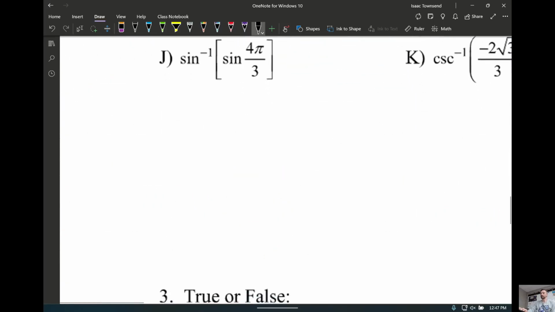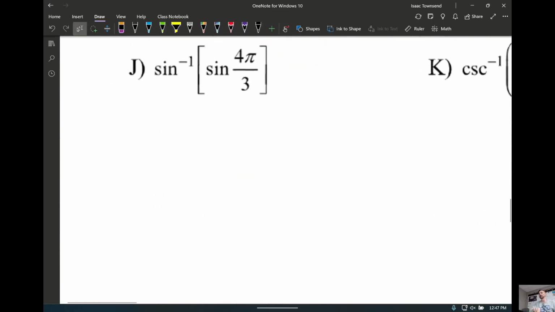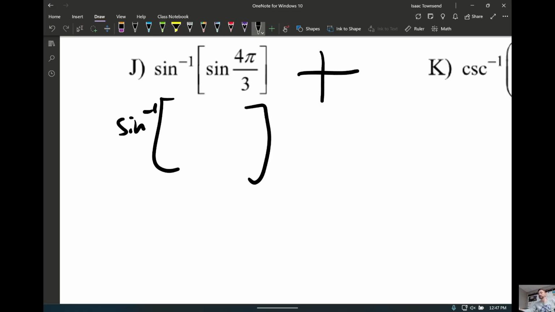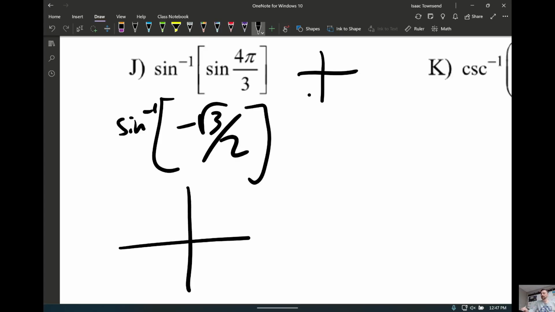Okay, 3 more we'll do together. So J, the inside part is not new. It's not an inverse function. We just need to think about at 4 pi over 3, what sine is. That's not in the unit circle. Then because this is a unit circle ratio, now it fits like the first 5 we did on the other side. Go around the unit circle, label everywhere where sine is negative square root of 3 over 2.